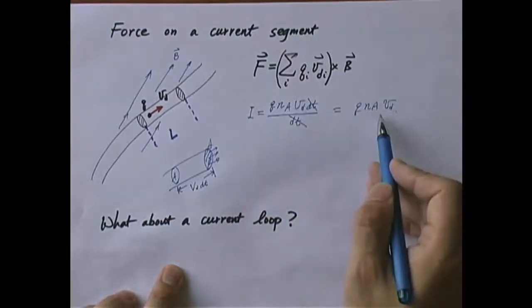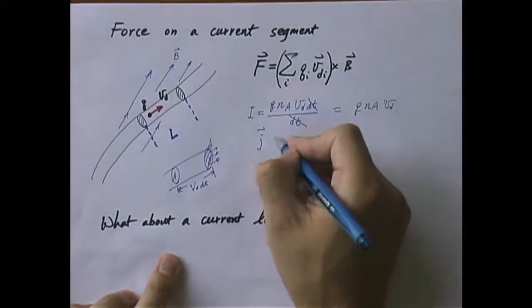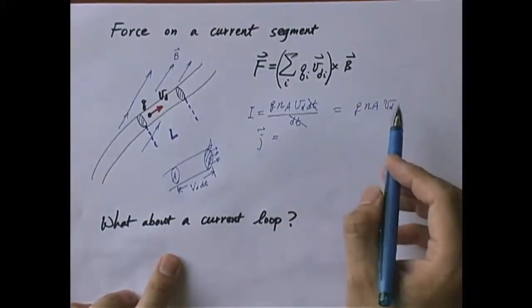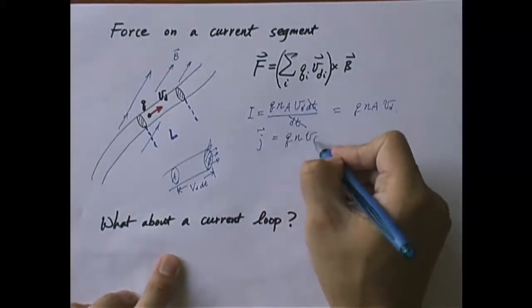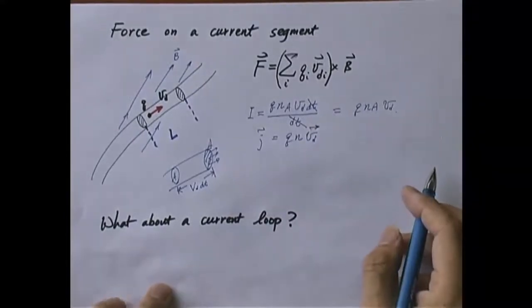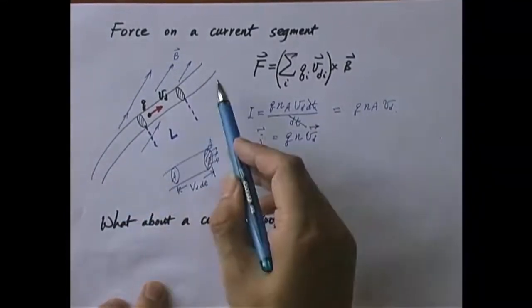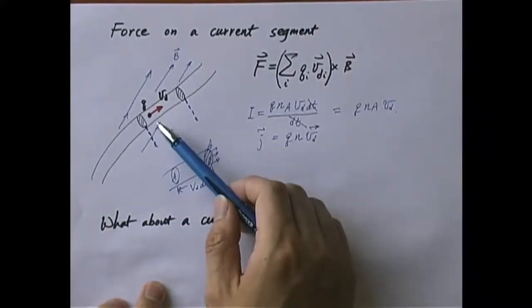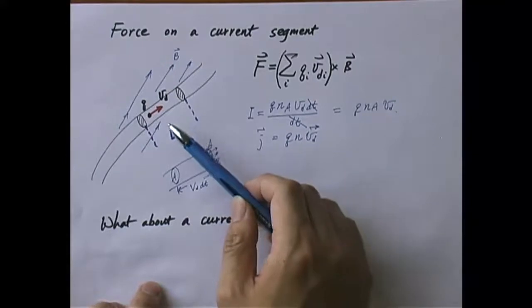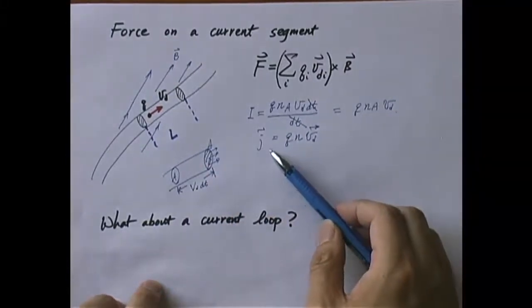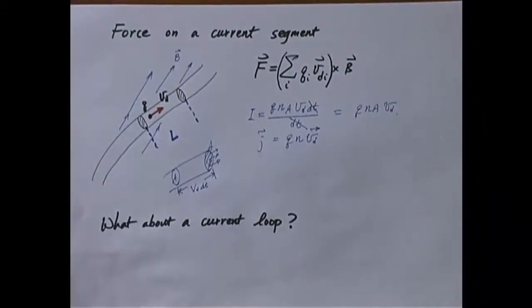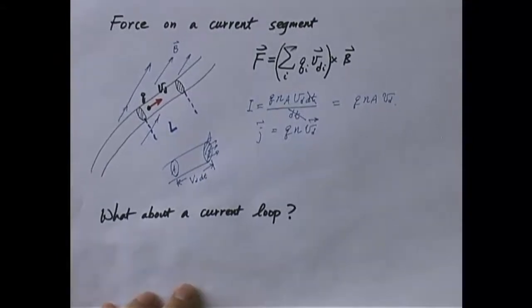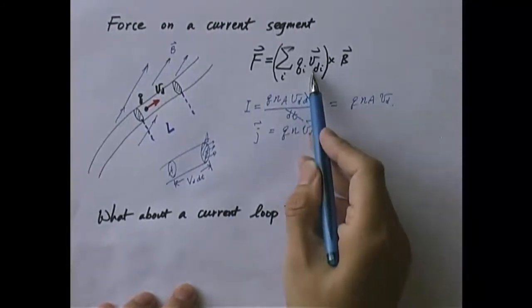I is a scalar, however, the current density J is a vector. The current density J, which is I over A in magnitude, would be Q times n times Vd. That is a vector. Now, when we measure the magnetic force, we want to express it in terms of the current because that's something really easy to measure. We don't want to measure it in terms of the current density or even worse, the drift velocity, because these things are not easy to measure. So we want to rewrite it in terms of the current, I, flowing in the circuit.